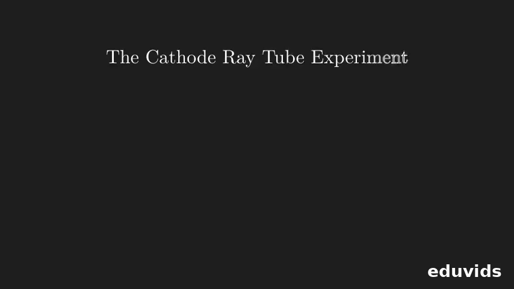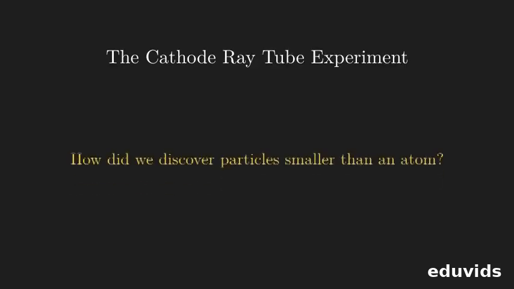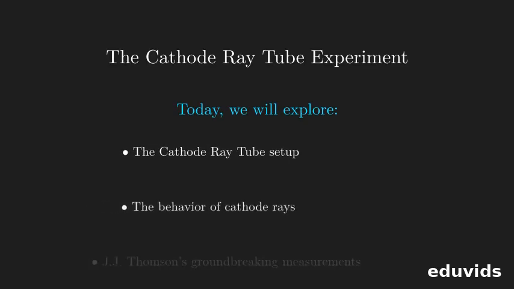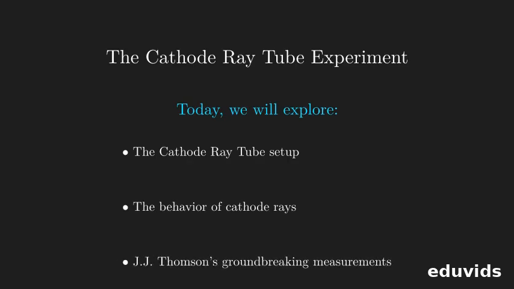Have you ever wondered how we first discovered particles smaller than an atom? Today, we will explore the cathode ray tube experiment, the discovery of electrons, and its impact on atomic theory. We will examine the tube's setup, how cathode rays behave, and J.J. Thomson's groundbreaking measurements.